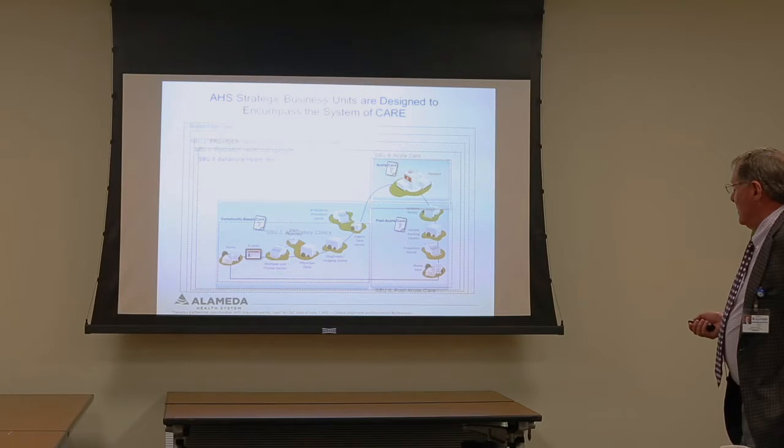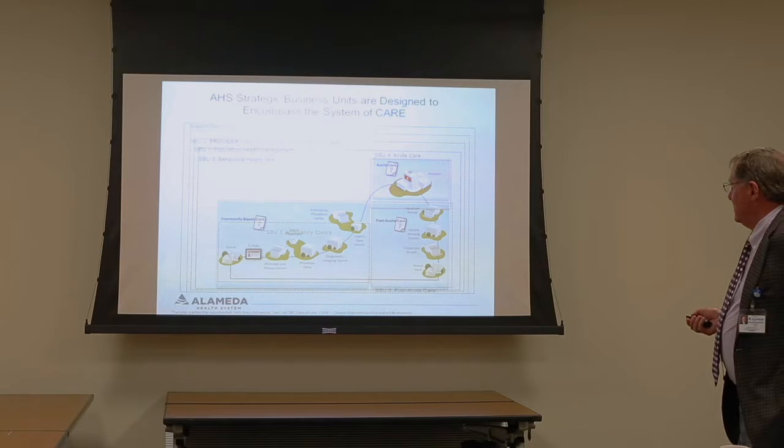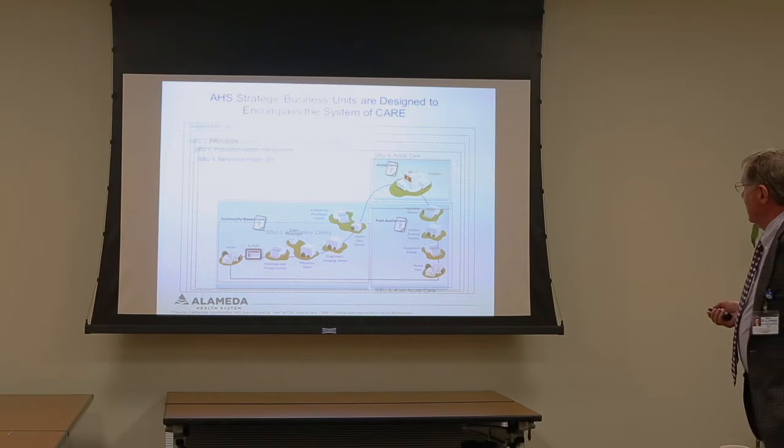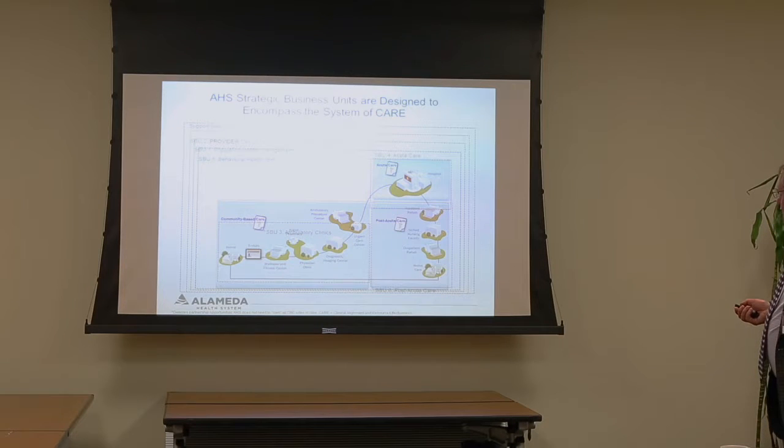Doctor's offices, ambulatory clinics, diagnostic imaging, procedure centers like surgery centers, imaging centers, urgent care. Then you have acute care up here, hospitals. Then you have post-acute care: rehab, skilled nursing, outpatient rehab, home care.